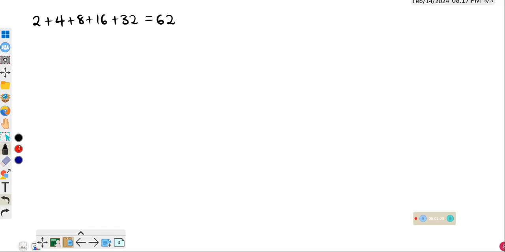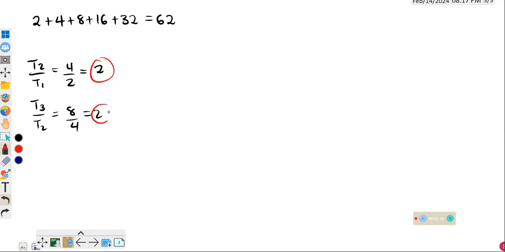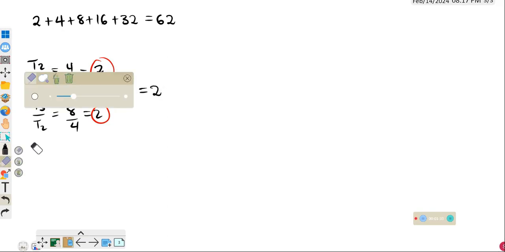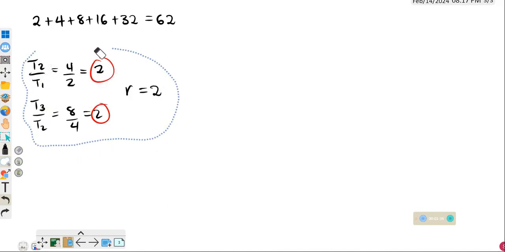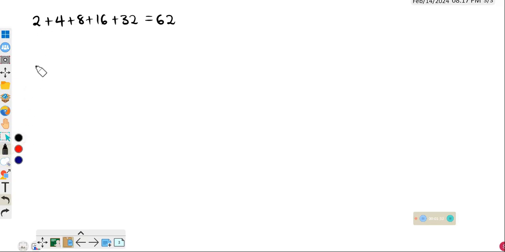And of course, this is a geometric series, because let's look at it. If we say T2 divided by T1, we have 4 divided by 2, which is equal to 2. And then when we say T3 divided by T2, we get 8 divided by 4, which is equal to 2. So because we get the very same value there, we can say this is a geometric series because we have a constant ratio r, which is equal to 2. Okay, now let us keep that. We are going to keep the r, which is equal to 2. So in that sequence, our ratio is equal to 2.